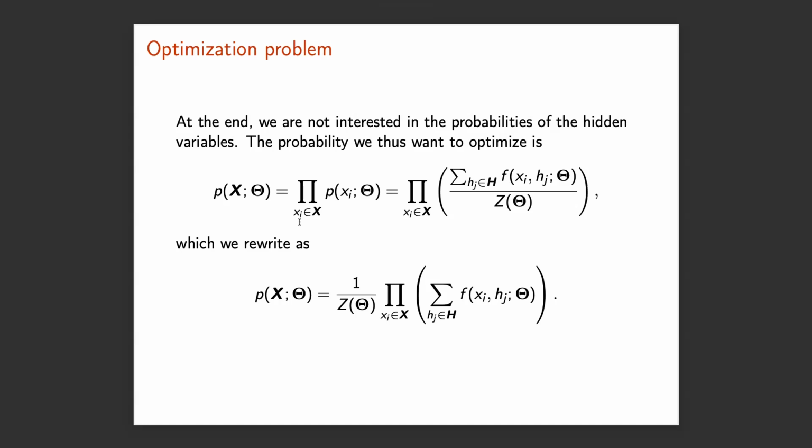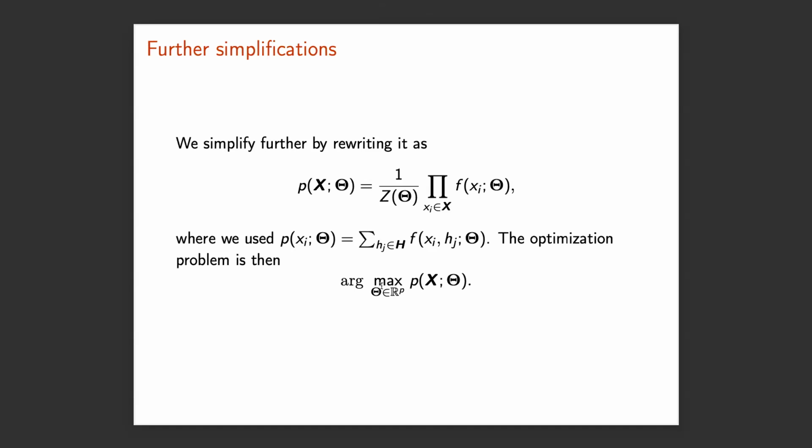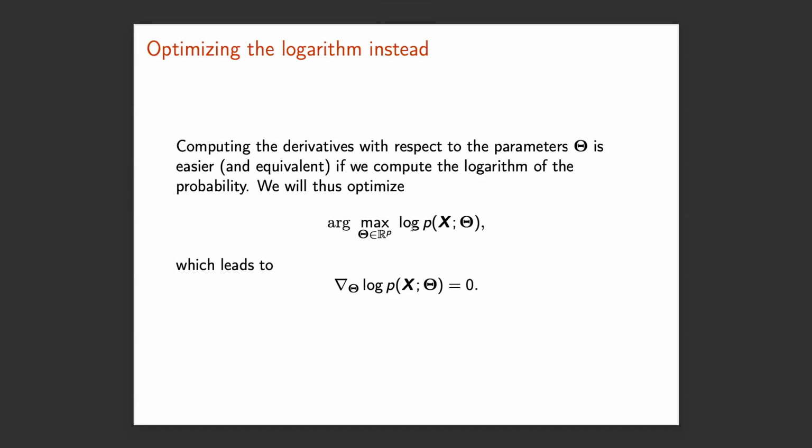Then what you want to do is optimize this quantity, and you want to optimize the probability. When you optimize the probability, you don't want to do the product and take the derivative of that, but what you do is you optimize the log of the probability, and that's an equivalent problem. And that gives you this equation here, which you're going to solve.